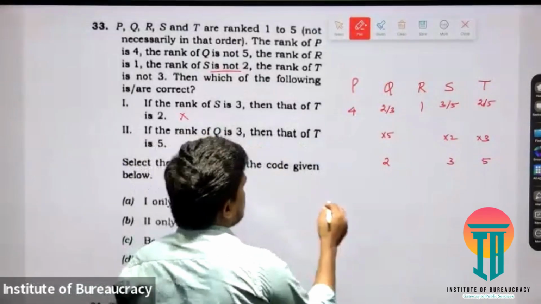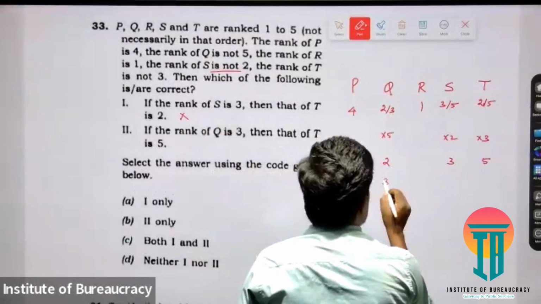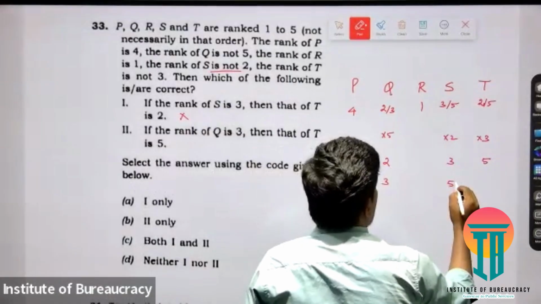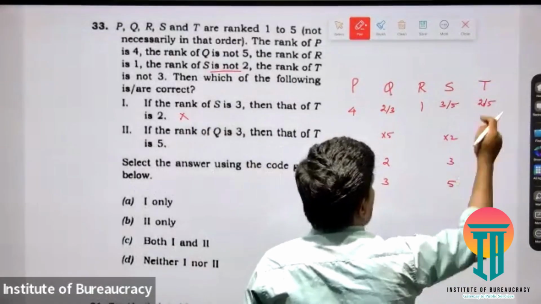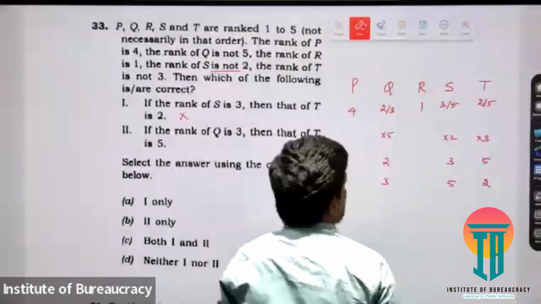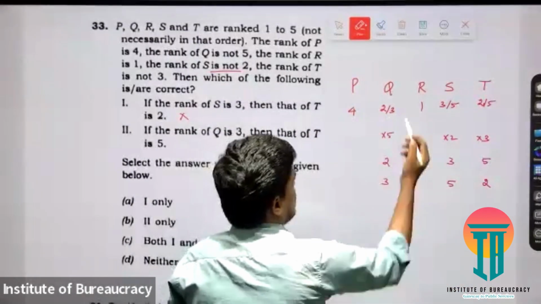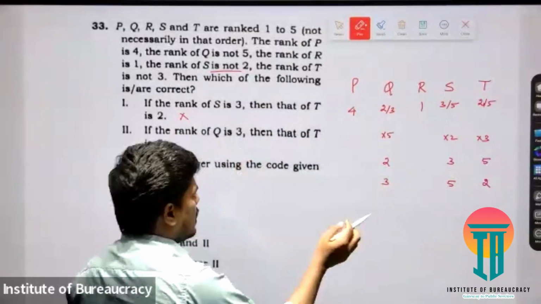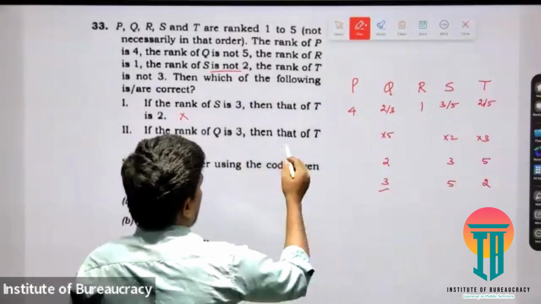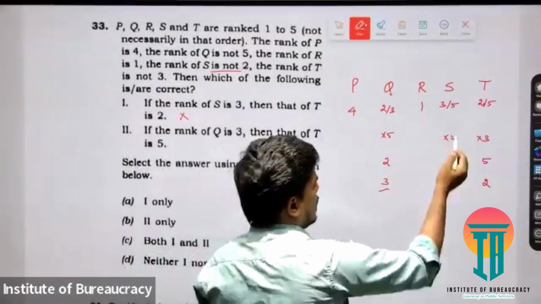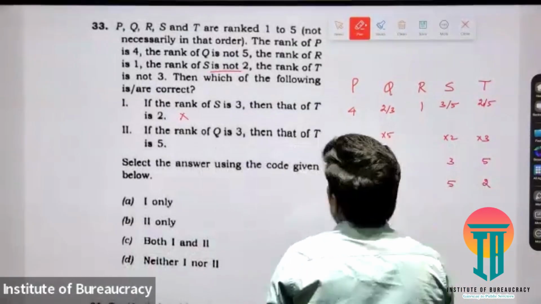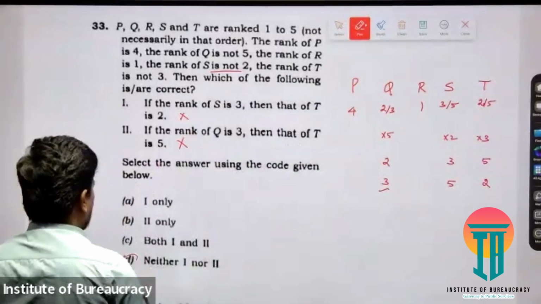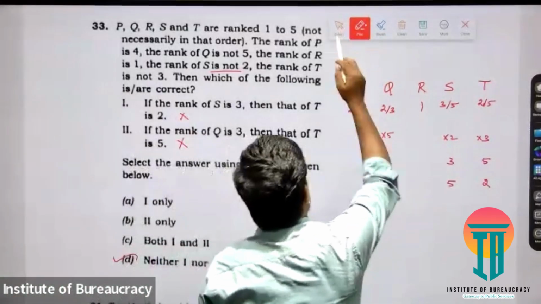Second one, if the rank of Q is 3, then 3 is not going to come here, here it is going to be 5, and 5 is fixed means here it is going to be 2. So P is 4, Q is 3, R is 1, S is 5, T is 2. Now what they say, if the rank of Q is 3, then that of T is 5. Not T is 5, S is 5, T is 2. Therefore, this is also not correct. So both the statements are not correct. Option D is the answer for this.